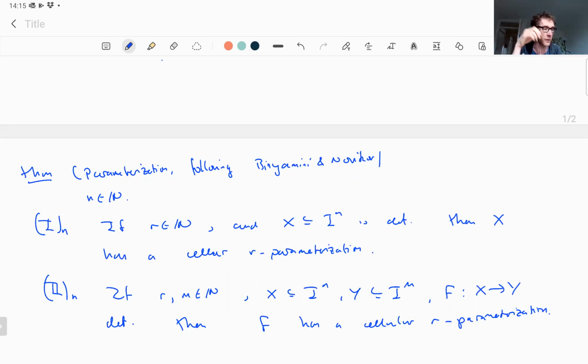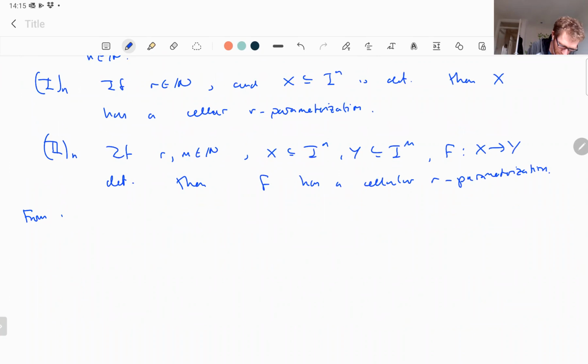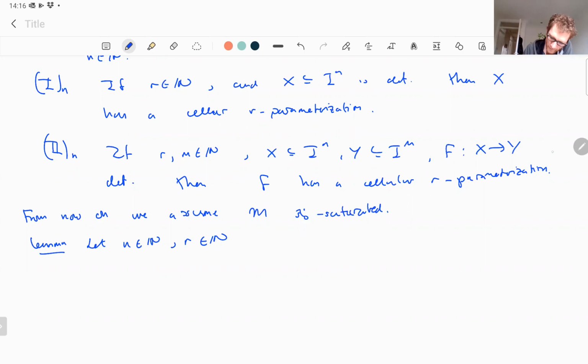The proof will be by induction on the n's. That's why I've separated them out here. But first of all, we'll have a lemma that says in the second one, it's enough to prove this when the map just goes to I rather than I to the n. From now on, we also assume the structure is aleph zero saturated. It's enough to prove it under that assumption because then it goes down to the other models. So the lemma says that if I know this statement with m equal to one, then I know it in general.